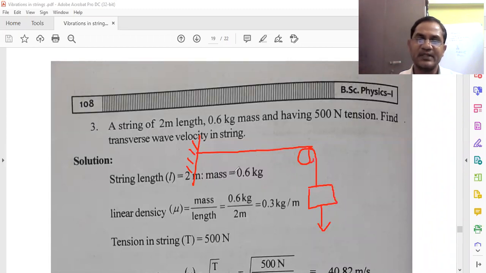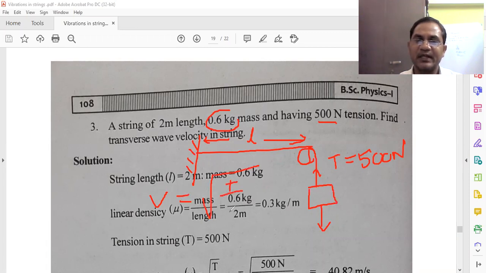Here the length of the string given, L is equal to 2 meter. 0.6 kg mass, that is the mass of the string, not the suspended weight. Tension in the string, how much? Tension T is equal to 500 Newton. So what we have to calculate? Velocity of the wave. So what is the velocity of the wave? v is equal to square root of capital T by mu.